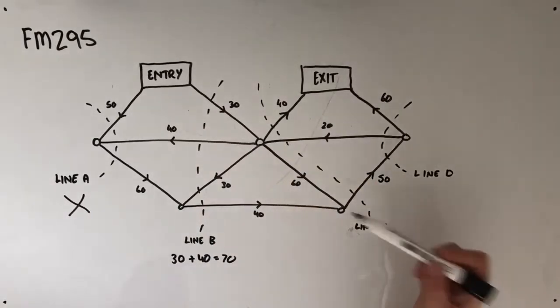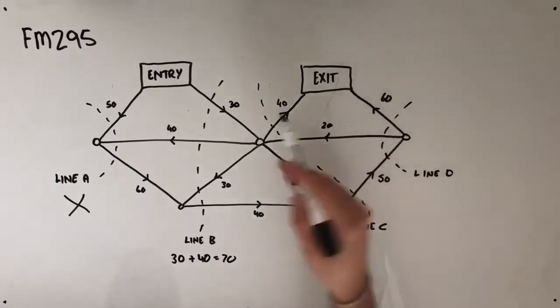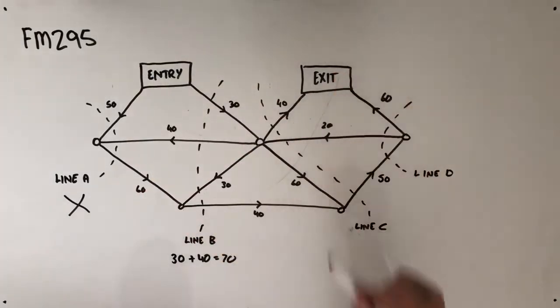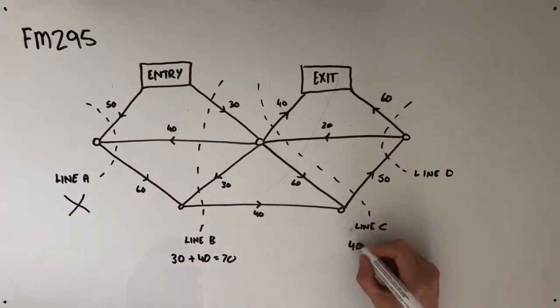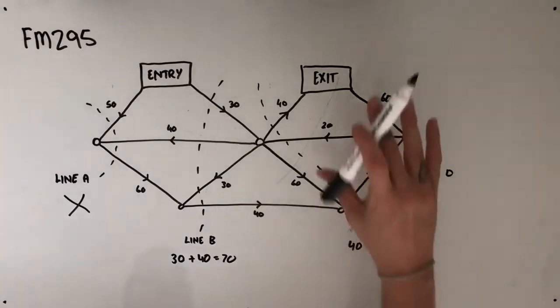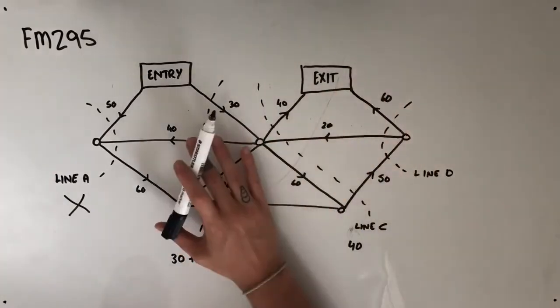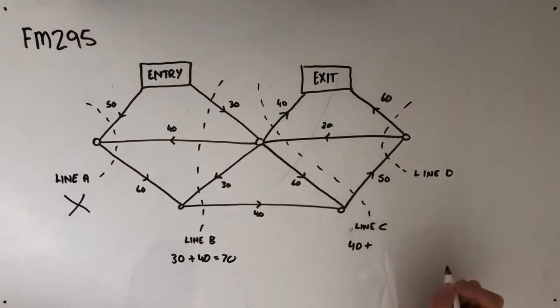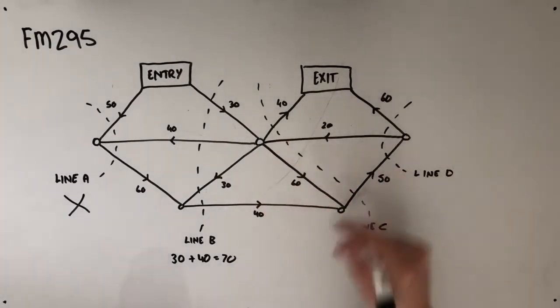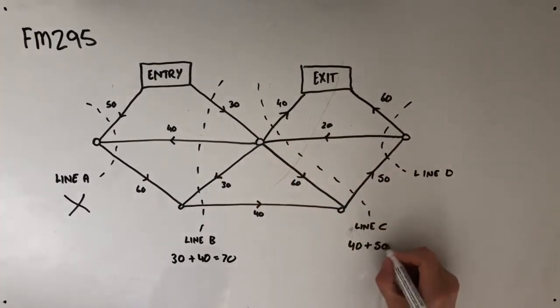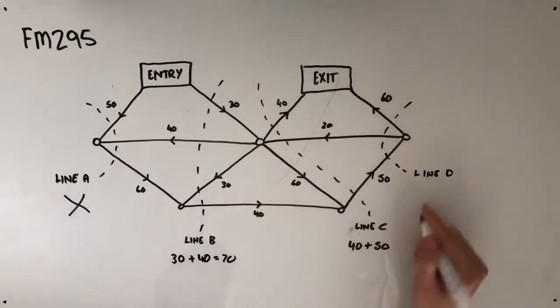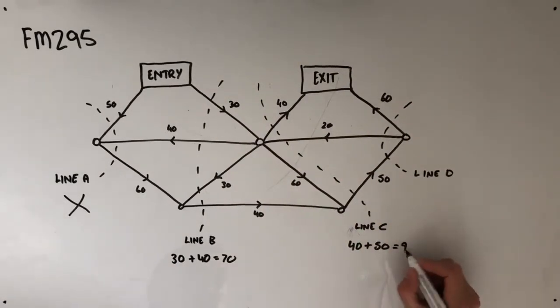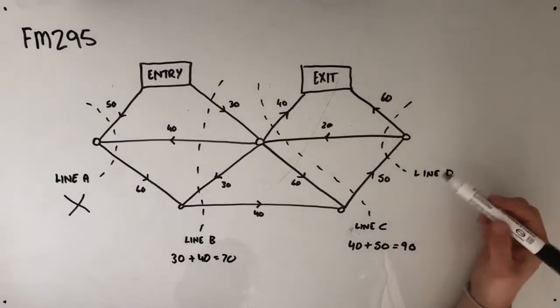Looking at line C, we're going to include this 40 because we're traveling from the source side over to the sink side, so 40 is included. This 20, however, is traveling from the sink side back to the source side, so we're not going to include that. And then this final edge over here has a weight of 50 and is traveling from source side to sink side, giving line C a weight of 90.